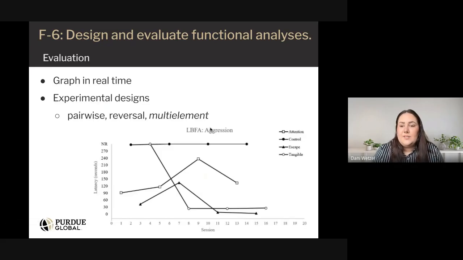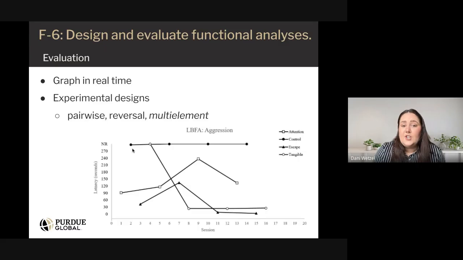So the behavior that was studied was aggression. The sessions were capped at 5 minutes. A brief session was chosen to avoid the risk of exposing for an excessive amount of time. And then here on the y-axis, you could see the latency, or time until it took the client to engage in aggression. And then here we have our session number. In the top right corner, you can see the legends, which indicate which session is in effect at that time, what condition we were assessing.